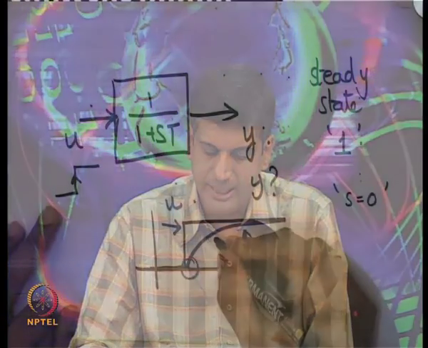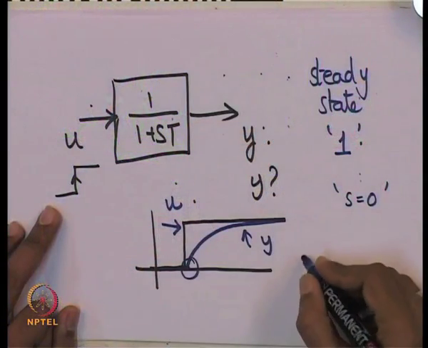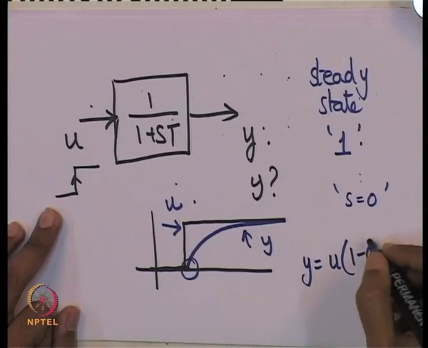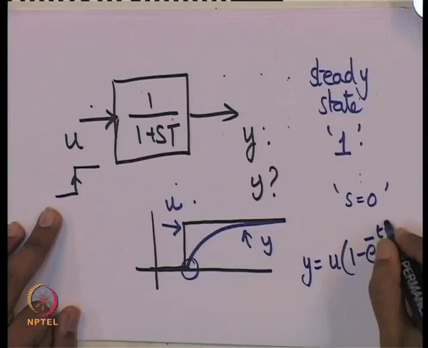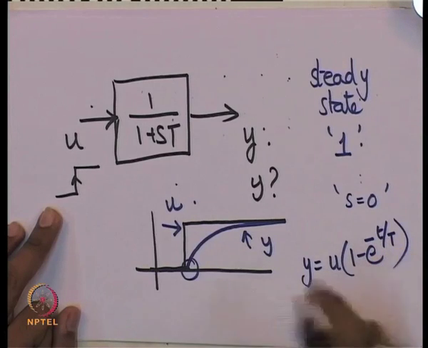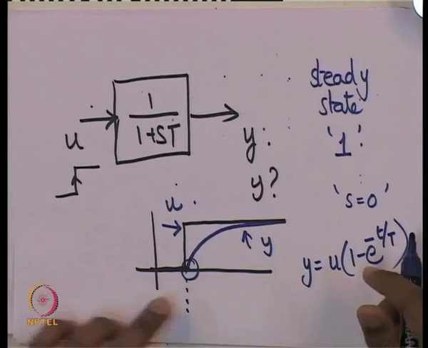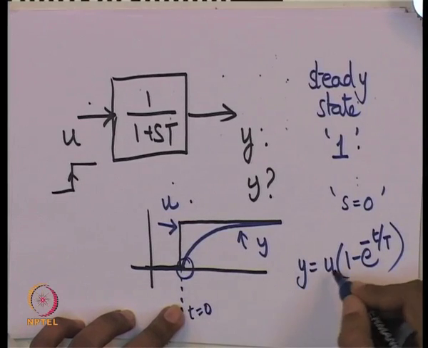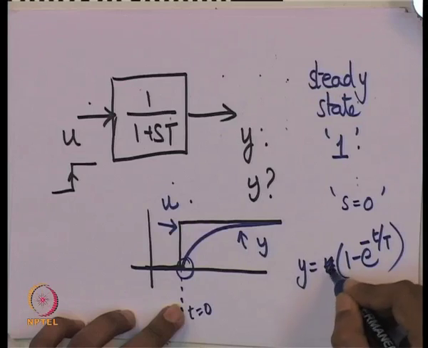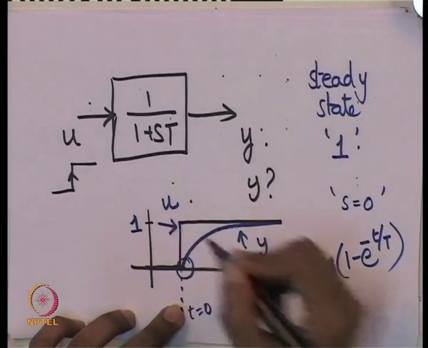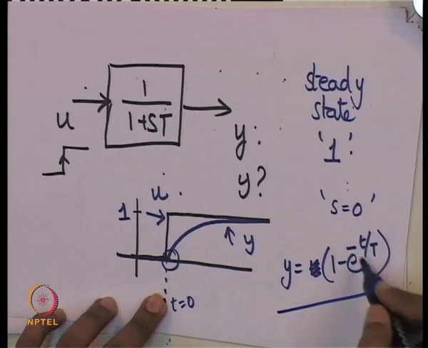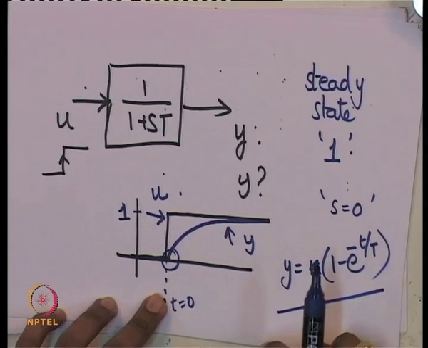Okay. Now, what is the nature of this curve? In fact, you will find that y is equal to u times 1 minus e raised to minus t by capital T. So, if this step change of magnitude 1 occurs at time t is equal to 0, the response is like this. The time constant T appears here in the response. Okay.